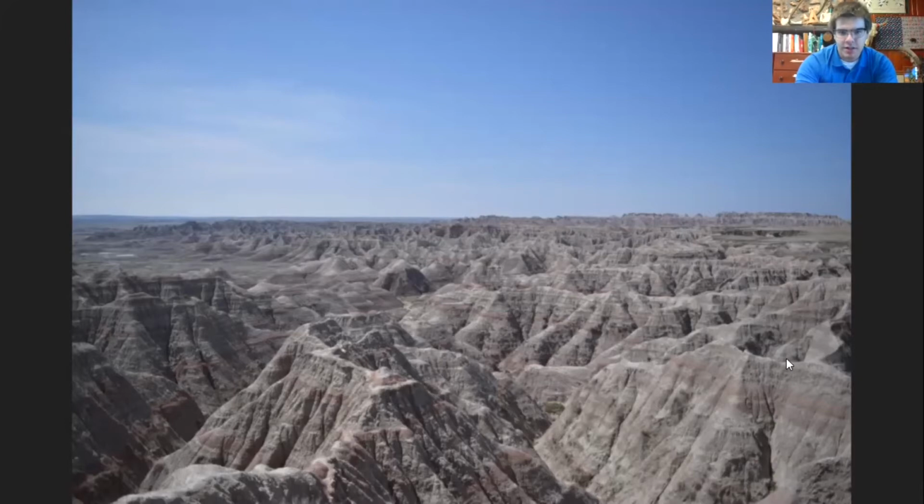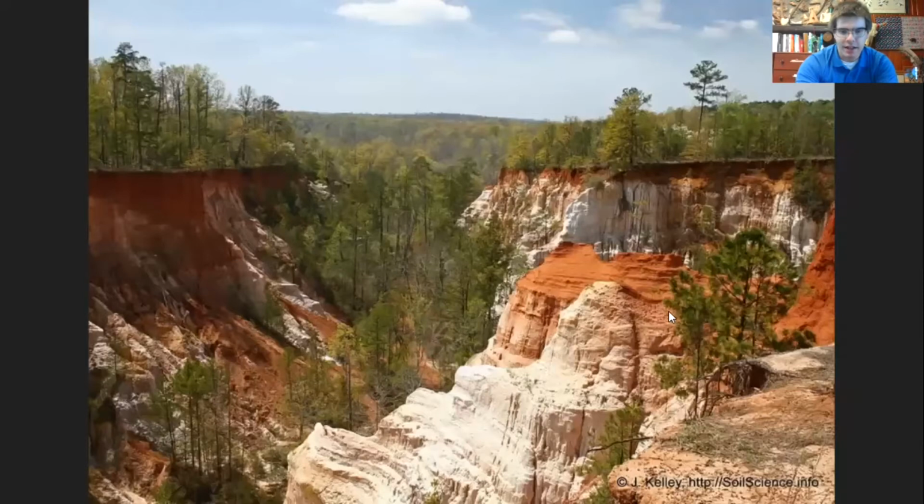Wind and water is moving. So this is Providence Canyon. This is a little bit closer to home.